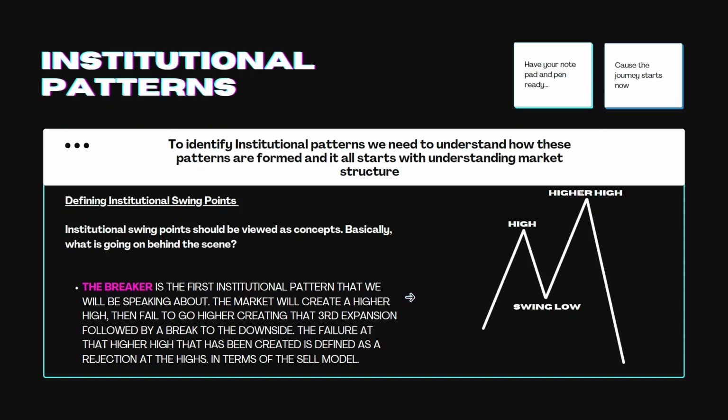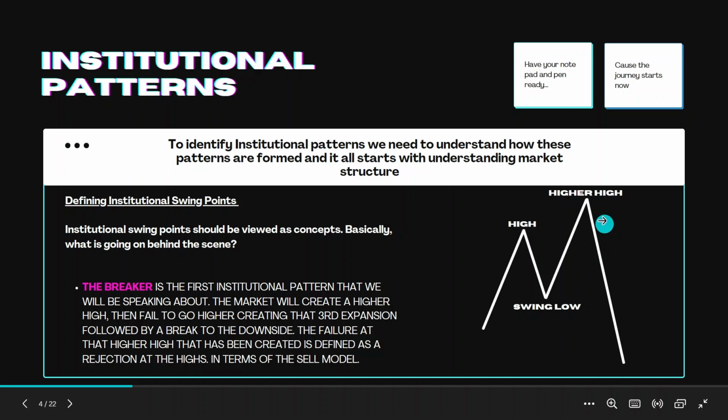The market will basically create a higher high, right? Then fail to go higher, creating that third expansion. So as you can see, we've got our first expansion to the upside, retracement, second expansion, but we failed to create that third expansion, followed by a break to the downside.